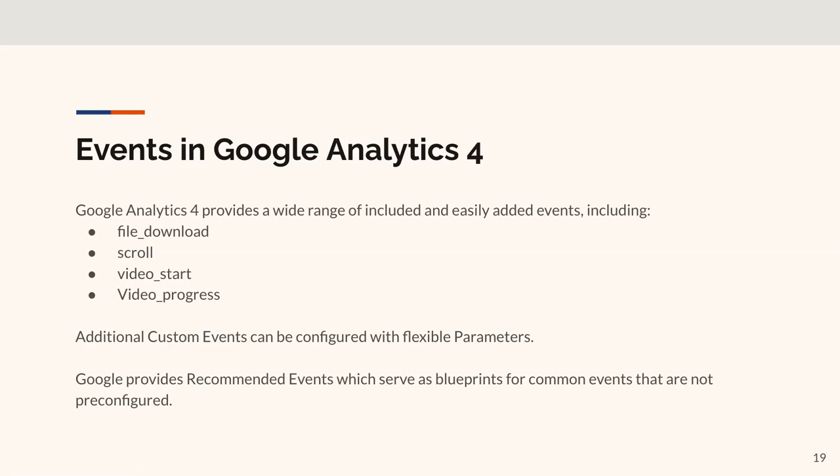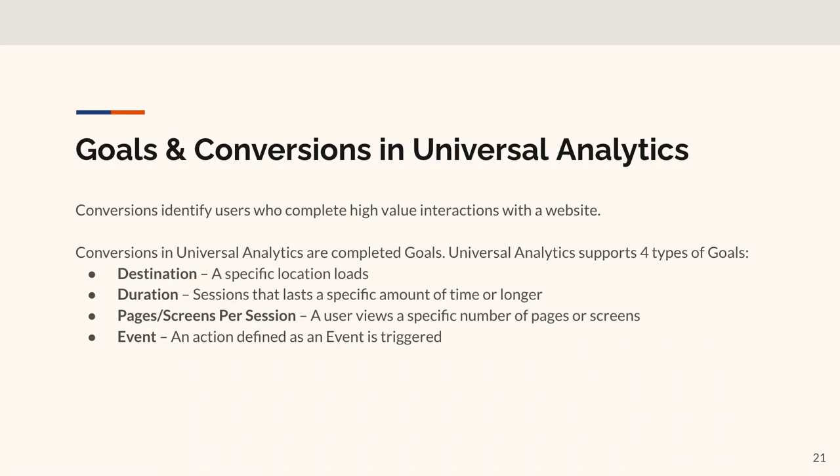It's maybe a bit more work up front for something that is outside of the recipes Google provides for recommended events. But there are a pretty fair number of resources, and once you get in that event space, it's pretty reasonable. So goals and conversions in Universal Analytics.